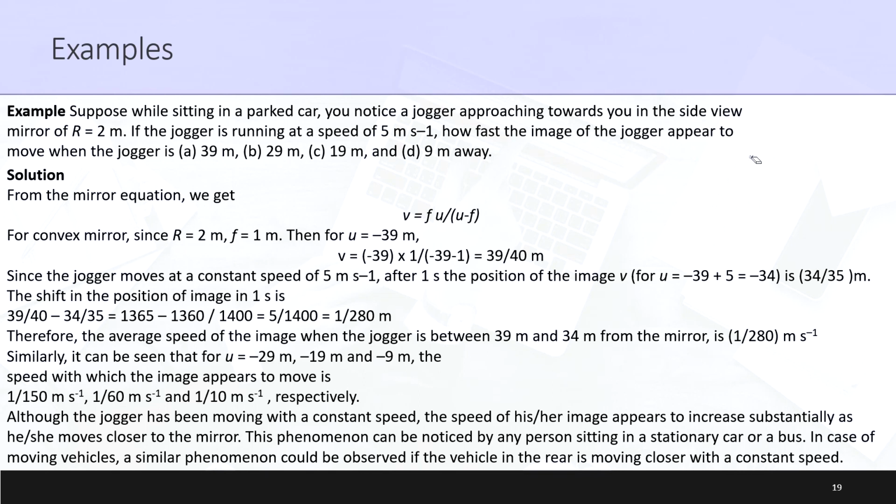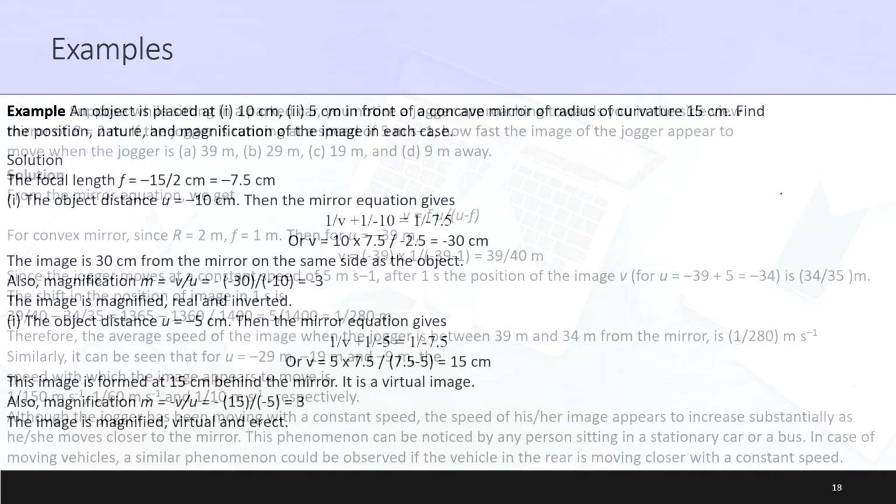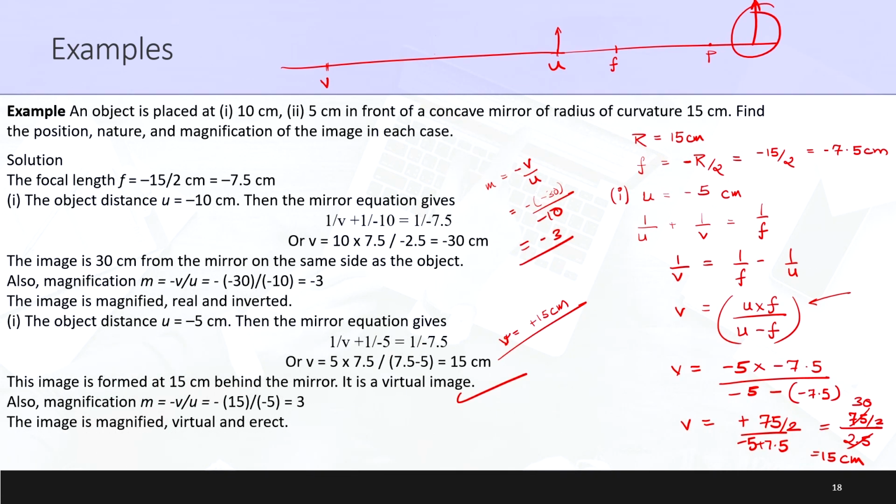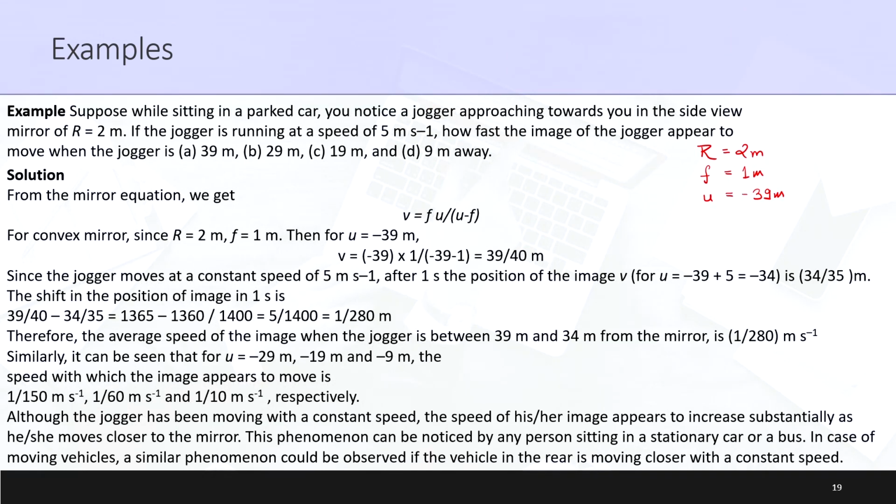So, first of all, r is given to you as 2 meters, f will be equal to r by 2, which is equal to 1 meter. Then the next thing is u, which is given as minus 39 meters. Okay. As you can see, it was a concave mirror earlier, hence the focal length was negative 7.5 centimeters. As it is a convex mirror here, the focal length will be plus 1 meter.